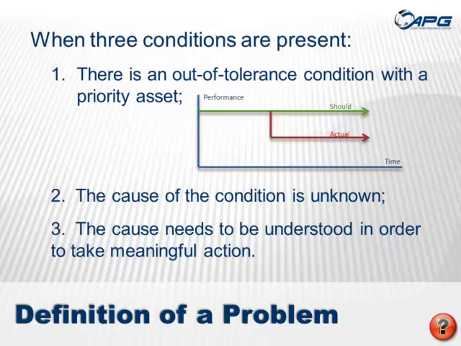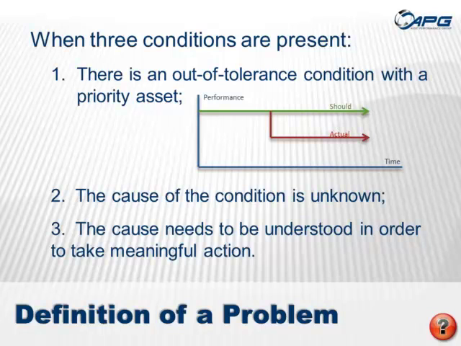And our definition of a problem is when these three conditions, which you can see here on the slide, are present, all three of them. The first condition is we have what's called an out-of-tolerance condition with the priority asset. And what we mean by an out-of-tolerance condition is we have a deviation between what we want in terms of the performance of the asset or piece of equipment and the actual performance. So when there's a discrepancy or a deviation between the should and actual performance for a particular high-priority asset, that's condition one. Condition two is we don't know the cause.